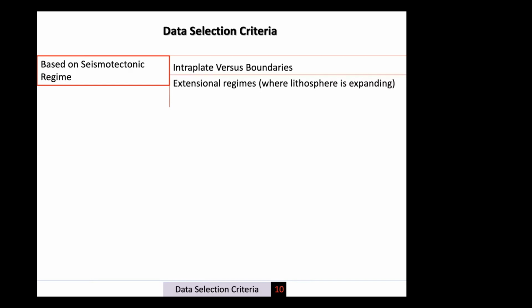The other data selection criterion is based on seismotectonic regime, which makes sense. For example, we can consider just interplate versus intraplate earthquakes, so we can use the intraplate earthquakes or those that happen at the plate boundaries. Another example is to consider just the extensional regimes, for example, where the lithosphere is expanding. And another example of such a categorization is to use shallow crustal earthquakes.